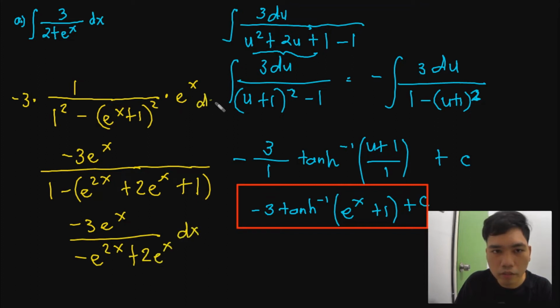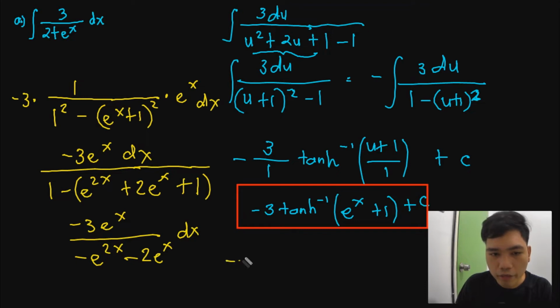Kalimutan ko yung dx. Okay? So, with this, pwede naman natin ngayon i-take out yung ating, this should be negative pala, kasi I'm trying to distribute yung ating negative sign. So, magiging negative to lahat, diba? So, with this, I can now factor out negative e to the x in this expression.